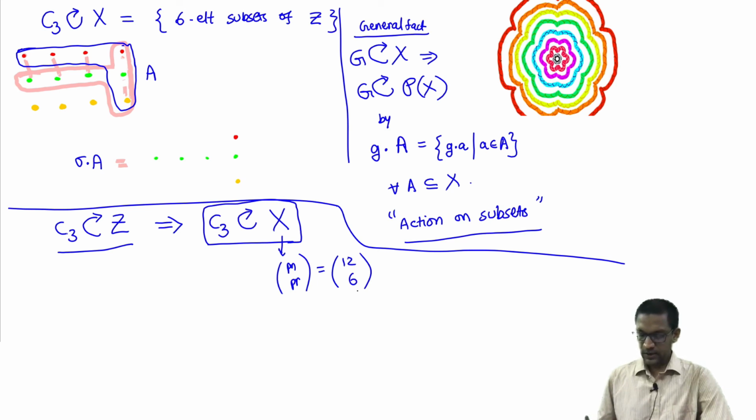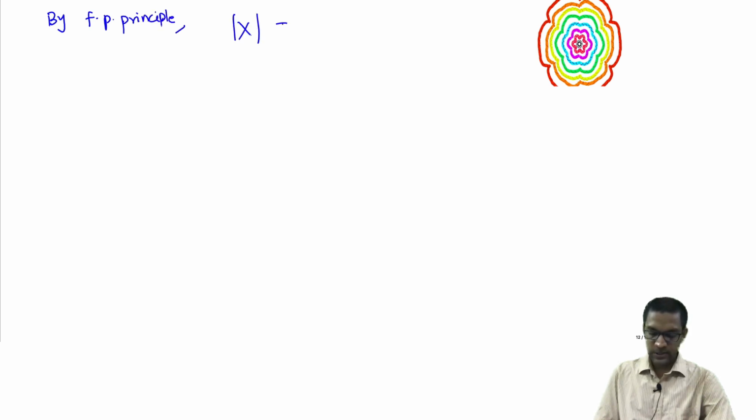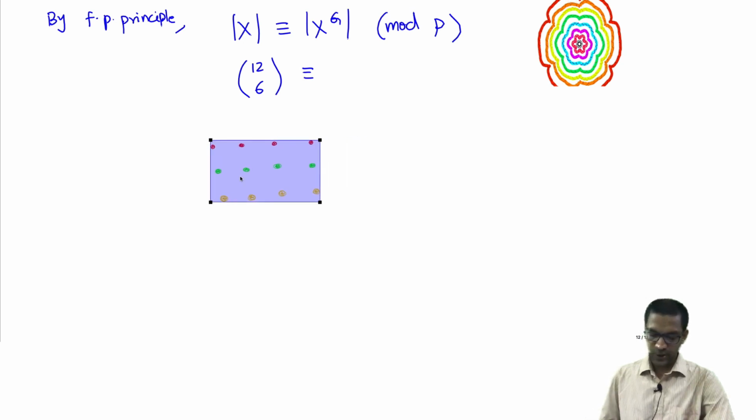Now we are ready to apply our fixed point principle. By our proposition, or the fixed point principle, let me call it that, I know that the cardinality of X is congruent to the cardinality of the set of fixed points modulo p. Let's again do it in this example. What is our set X? X is the collection of all 6 element subsets, so its cardinality is, as we know, 12 choose 6. Now what are the fixed points? Let's try and understand what the fixed points look like.